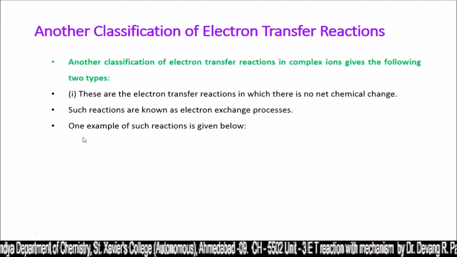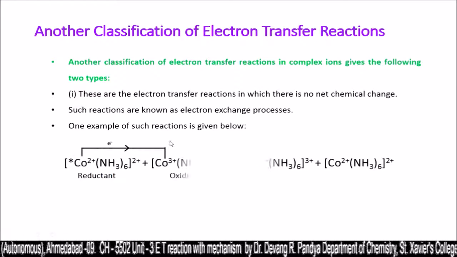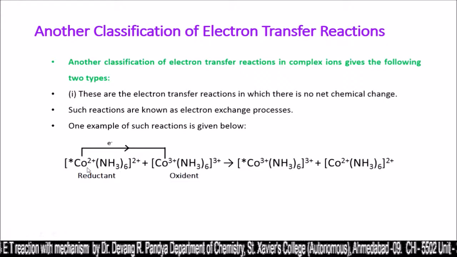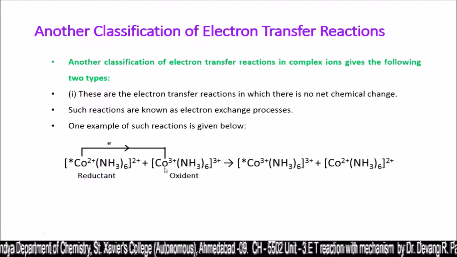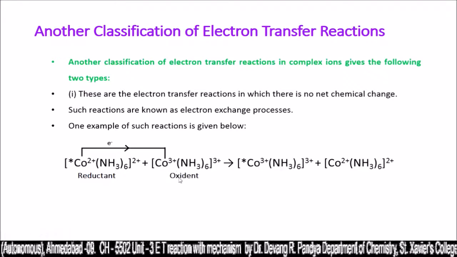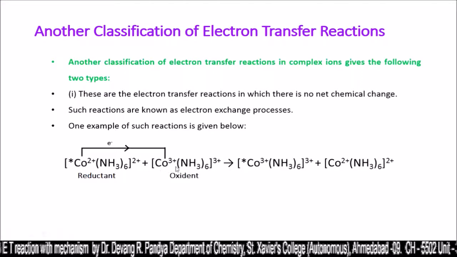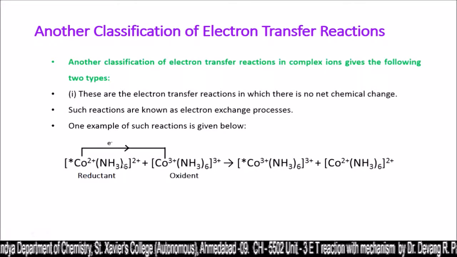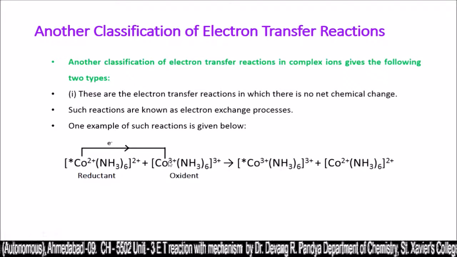One example of such a reaction is this one. Suppose we have the hexaammine cobalt(II) complex acting as reductant, that is an electron rich species, and the hexaammine cobalt(III) complex ion, that is the oxidant, an electron deficient species. Now when these two react with each other, we are going to get the same species in the product. The only difference is that an electron is exchanged from one cobalt to another.